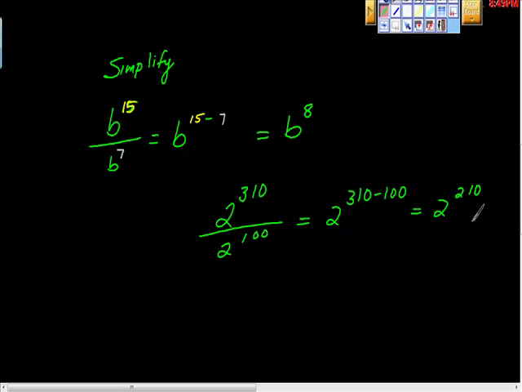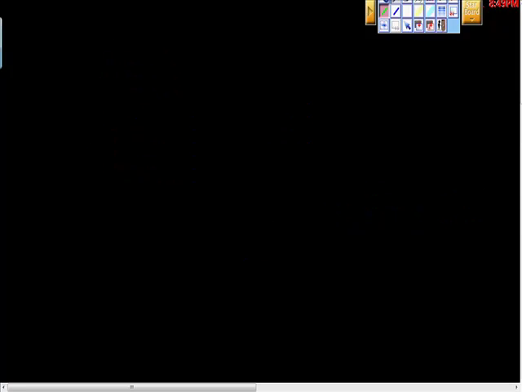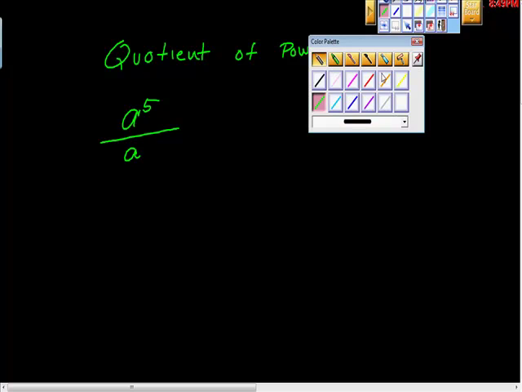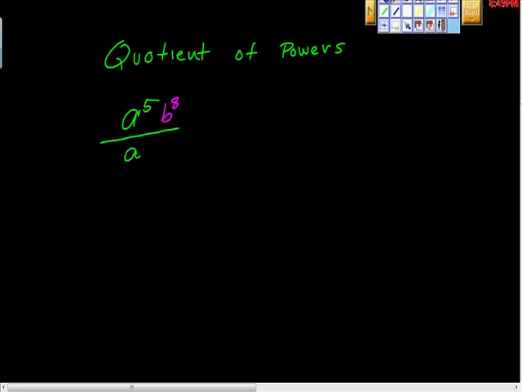Good work. The next rule is the Quotient of Powers rule, and I want to show you that quickly. Frankly, this is just another example of it. Let's do another example really quickly. We have a to the 5th over a, and I'm color coding this so you can see in your mind the way I'm seeing this in my mind, times b to the 8th over b to the 3rd.